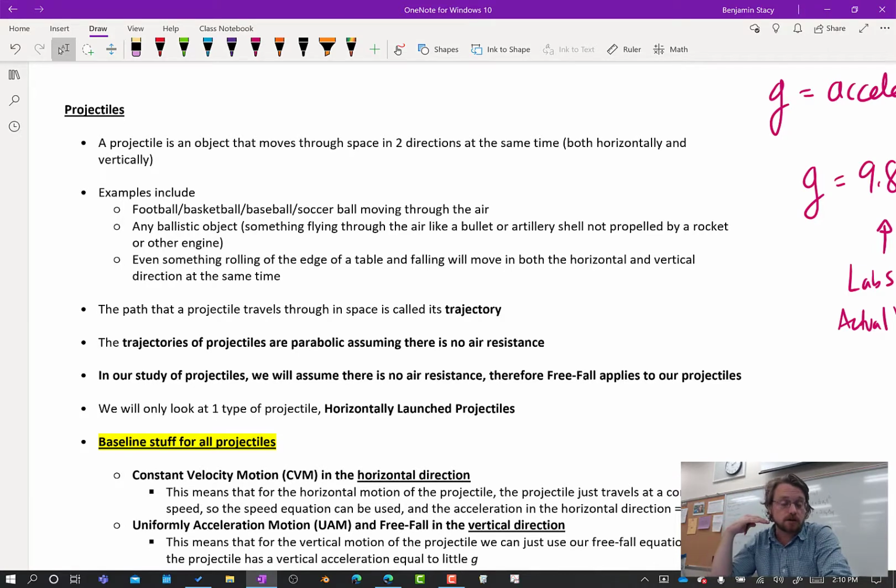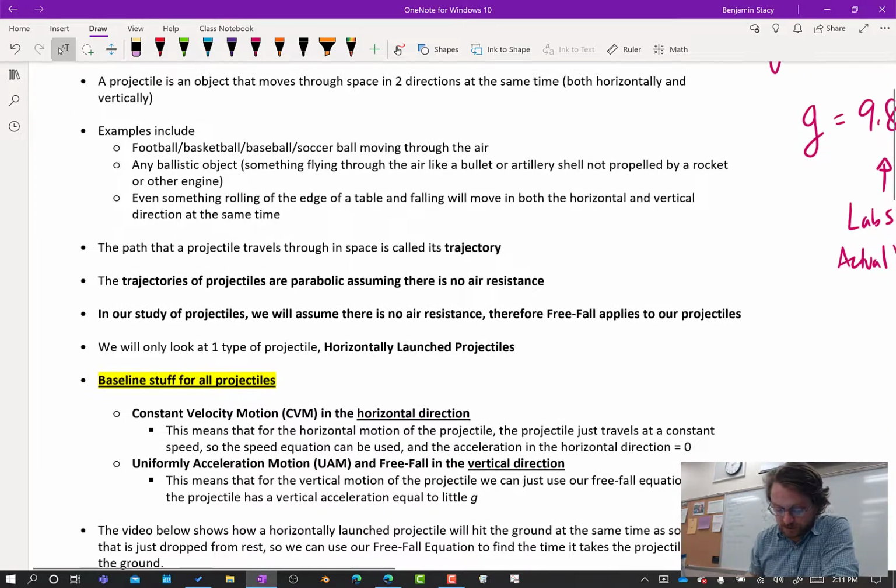So projectiles are an example of a type of motion where something's moving in both directions, horizontal and vertical, at the same time. We're only going to look at one type of possible projectile this week, which is exactly what our assessment question is about. That type of projectile is one that is launched or shot horizontally, like off the edge of a table, or if you mounted a Nerf gun launcher and it shot something perfectly horizontally. There are lots of other different examples, as you can see in the notes here, of what a projectile could be.